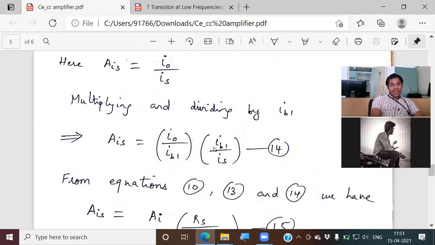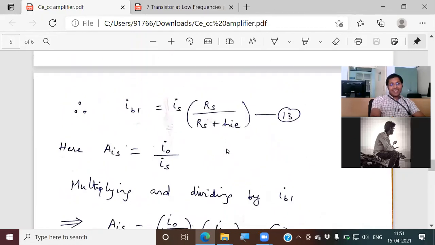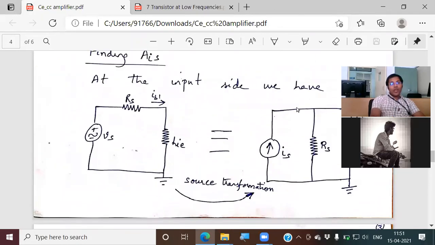Next, I said the IB1 and Is relation I can get here. What rule should I use? Anybody tell? We have seen a similar situation earlier. If I want IB1 in terms of Is, which rule should I use? Please answer.